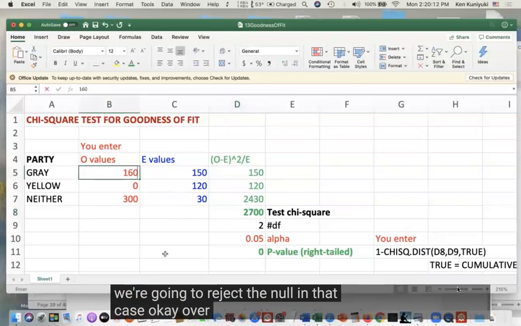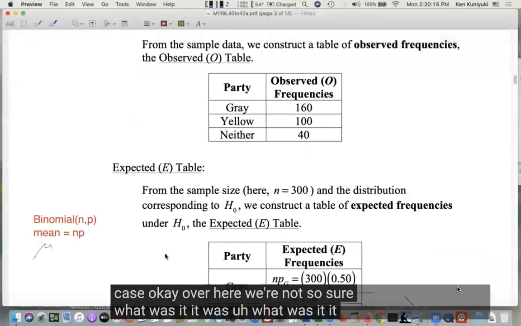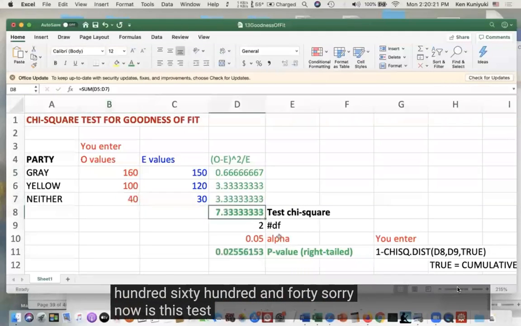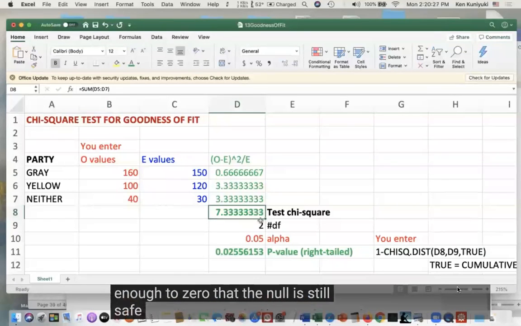Okay. Over here, we're not so sure. What was it? It was 160, 140. All right. Now, is this test chi-square value so big that we reject the null, or is it close enough to 0 that the null is still safe?